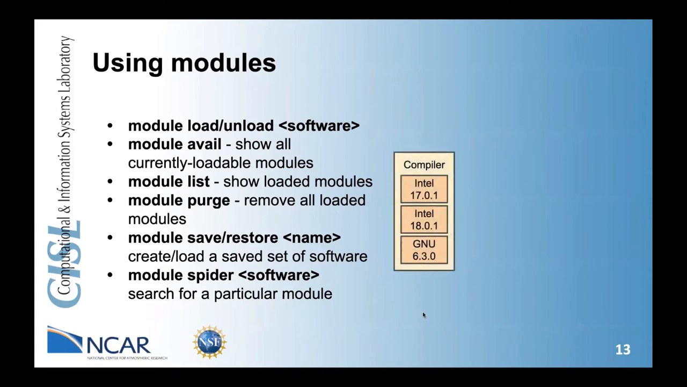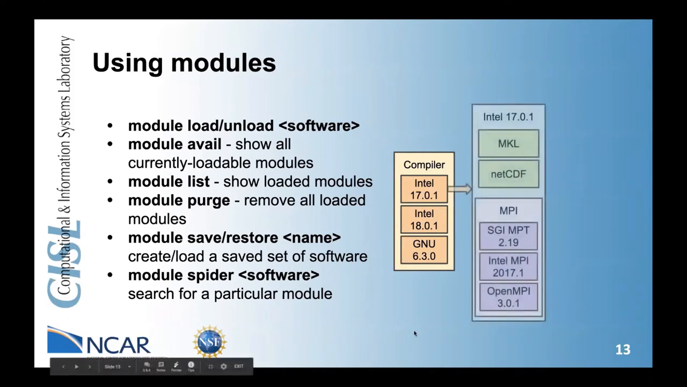Okay, so this is a little schematic of loading something. If you had nothing loaded, and you did module avail, it would show you the compilers that were available. And you might see, for instance, a couple versions of the Intel compiler and a GNU compiler. And then if you chose to load one, say you loaded the Intel 17 compiler, then now if you do a module avail, it will show you more stuff that was built with the Intel compiler that you are now able to load.